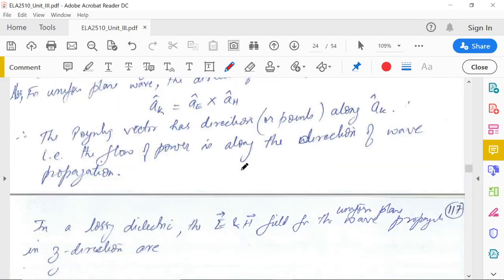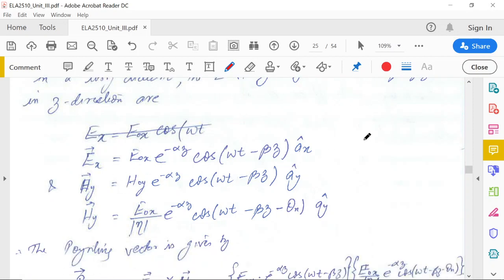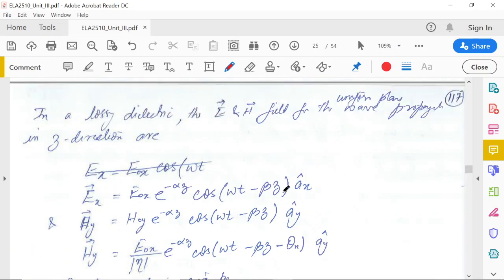So now we will compute for a particular case. We have, in a lossy dielectric, the E and H fields for the uniform plane wave given by this expression. Now we have taken the direction of propagation to be Z. Previously we had taken the direction of propagation to be X, now we have just taken Z here. So the electric field will be perpendicular to this direction. Either it will be in the Y direction, or in the X direction, or in the XY plane.